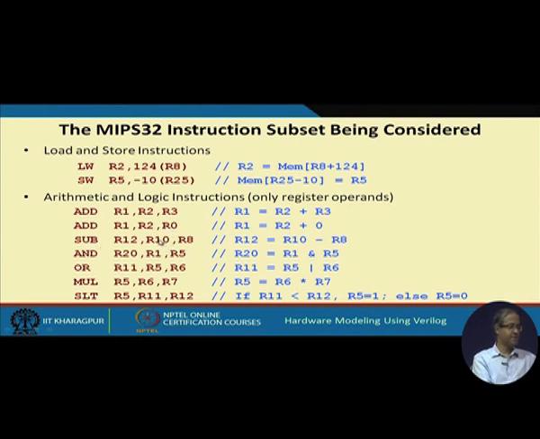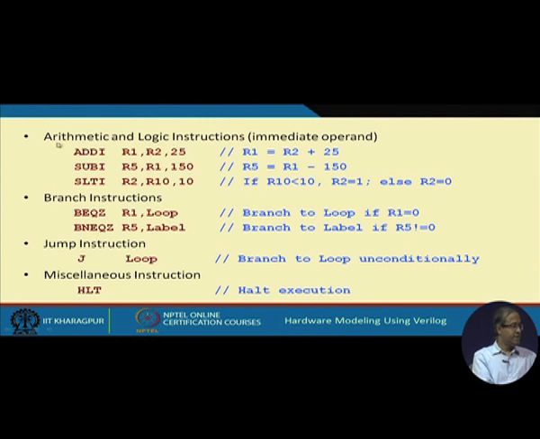Subtract is similar: subtract R10 and R8, store in R12. There are also bit by bit AND, bit by bit OR, and multiply R6, R7, store in R5. And this is a special instruction called set less than. Set less than checks whether the second operand, R11, is less than R12. If it is less than, then the target register is set to 1, otherwise the target register is set to 0.